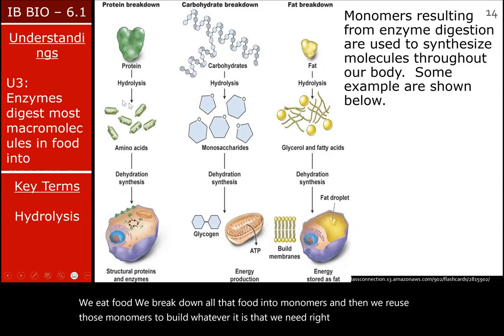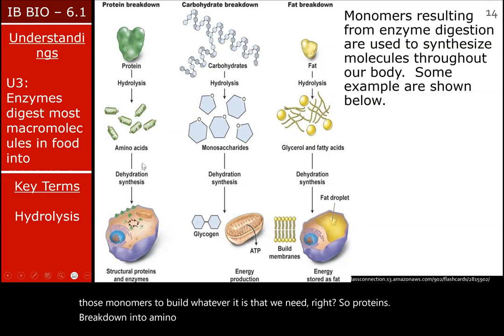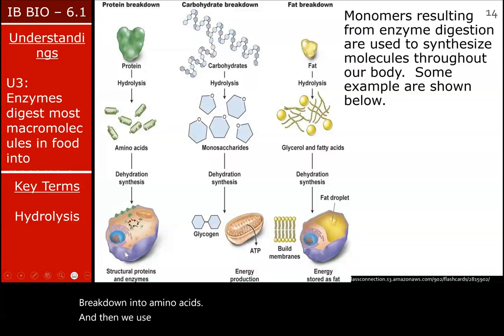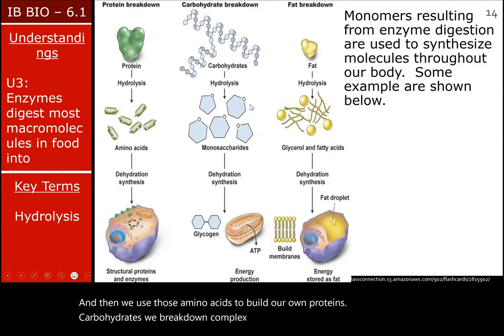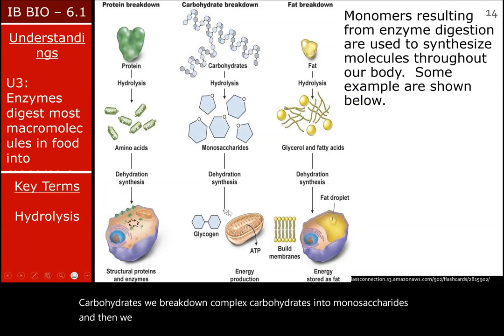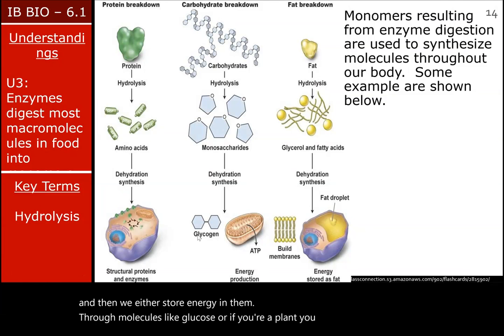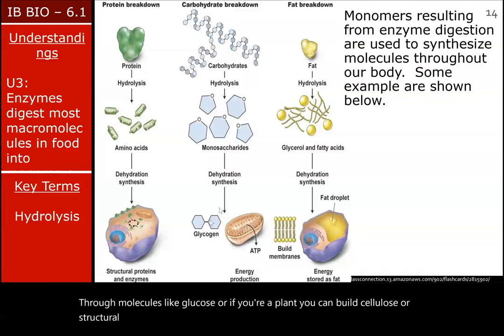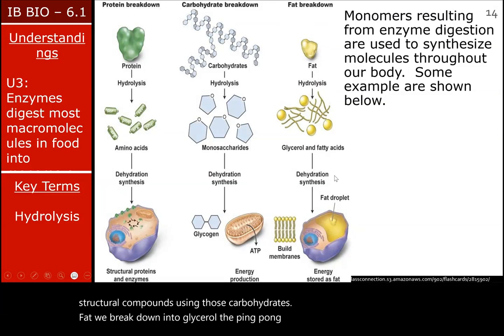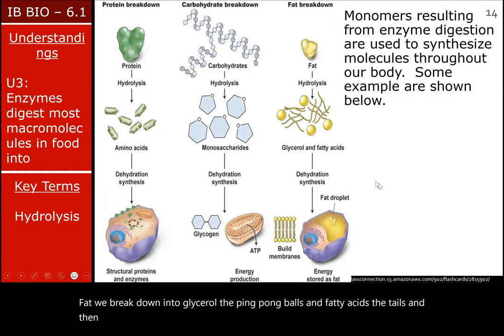So proteins break down into amino acids, and then we use those amino acids to build our own proteins. Carbohydrates, we break down complex carbohydrates into monosaccharides, and then we either store energy in them through molecules like glucose, or if you're a plant, you can build cellulose or structural compounds using those carbohydrates. Fat, we break down into glycerol, the ping pong balls, and fatty acids, the tails, and then we reconstruct them into things like triglycerides or phospholipids to help build cell membranes. So, this is just a big review from last year.